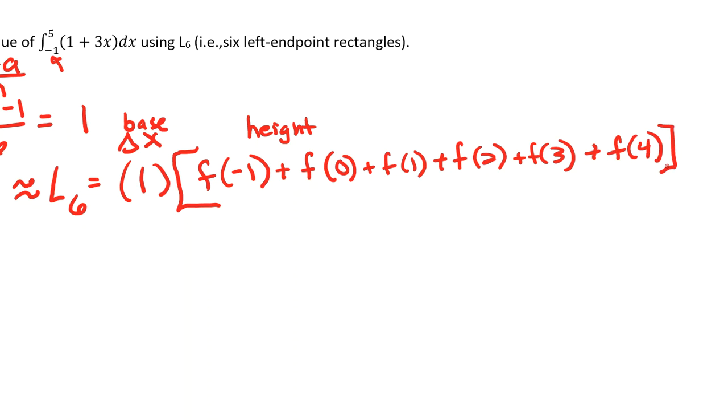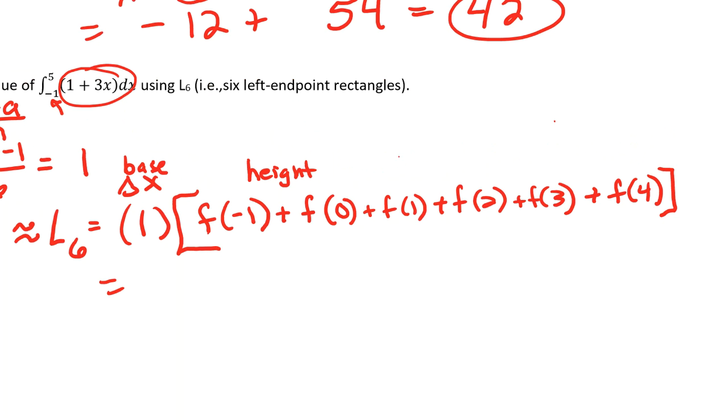Because we're on the left-hand side. So that last partition, that last rectangle, goes from 4 over to 5. But we're measuring the height on the left-hand side. Okay? All right, so let's do some arithmetic here.